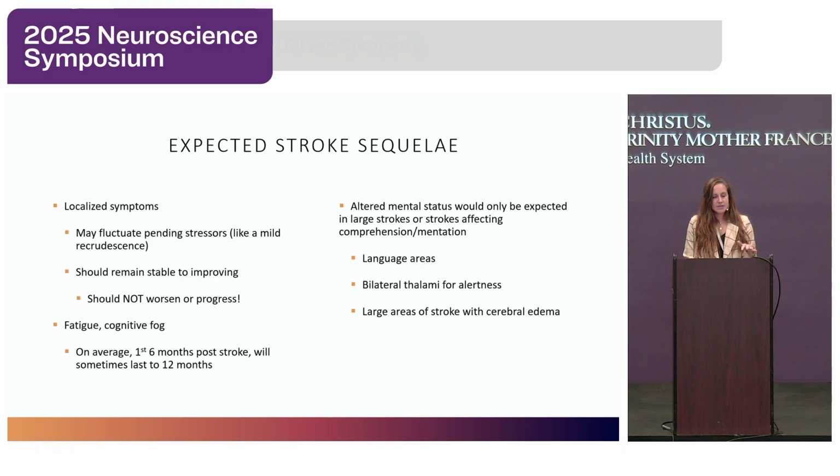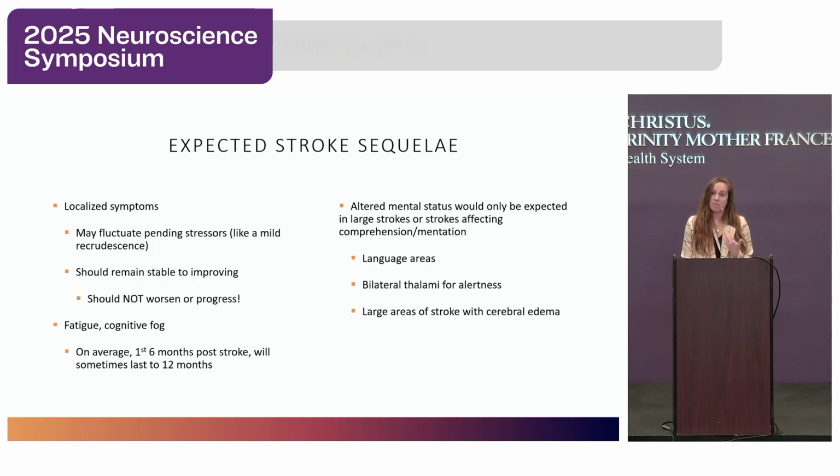But other than these little fluctuations, you should have overall stability or improvement, not worsening of symptoms. Unless you're continuing to have more strokes, your stroke should have done the damage when it happened and then should be stable to improving as time goes on. So anybody that's coming back saying their stroke symptoms are worsening, bells should be going off that you need to be looking for other things, because strokes don't just progress. Like I said, fatigue and cognitive fog tend to last about 6 months. Altered mental status is another thing that comes up.